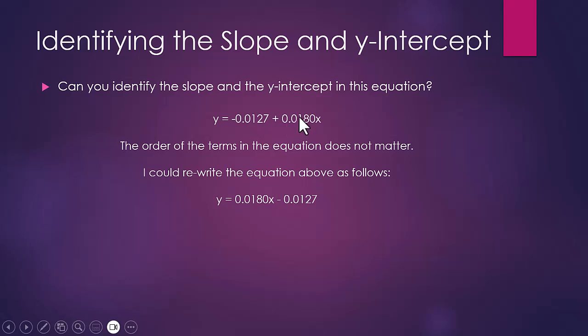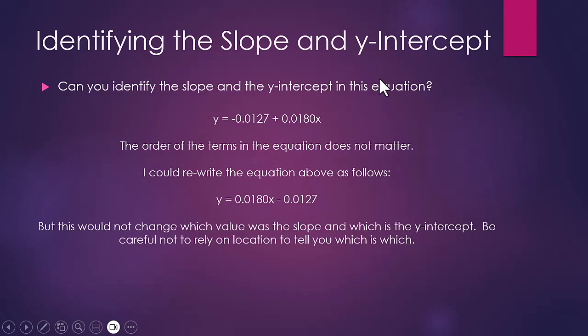The 0.0180x I could move over here, and the negative 0.0127 I could put over here. So you're going to get into trouble and make mistakes if you rely on the location of these values to tell you what is the slope and what is the y-intercept. So rather than the location, we want to remember that the m of the mx is always the coefficient of x.